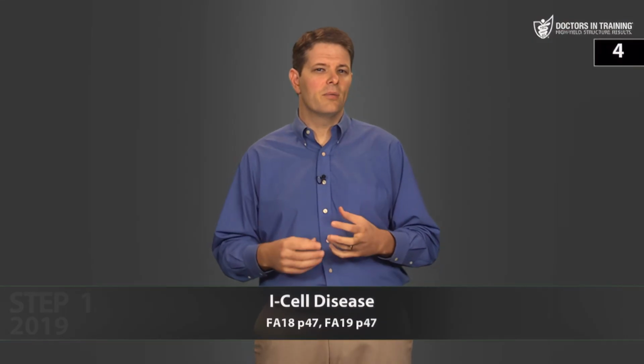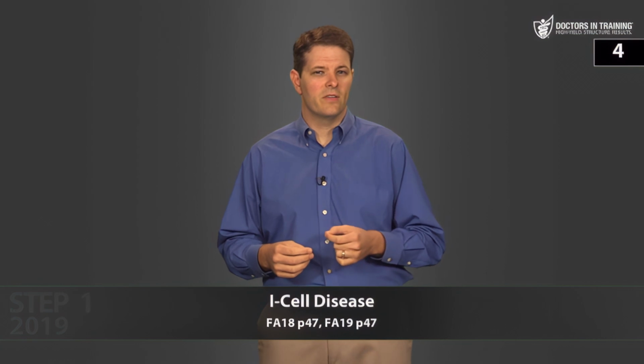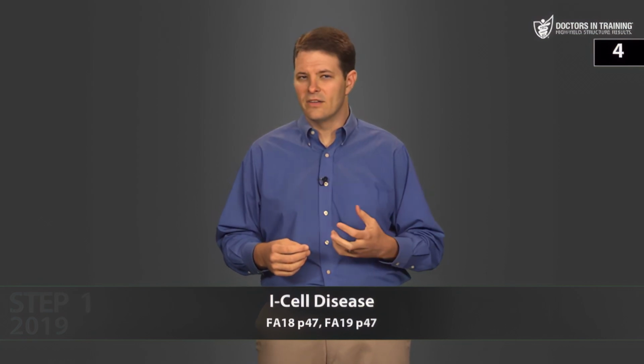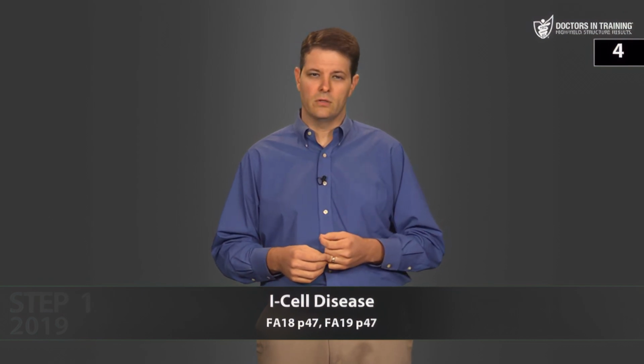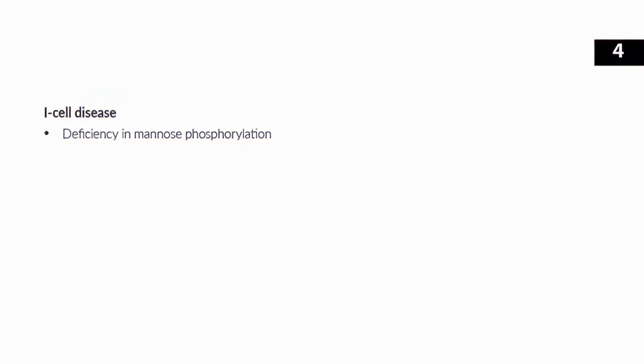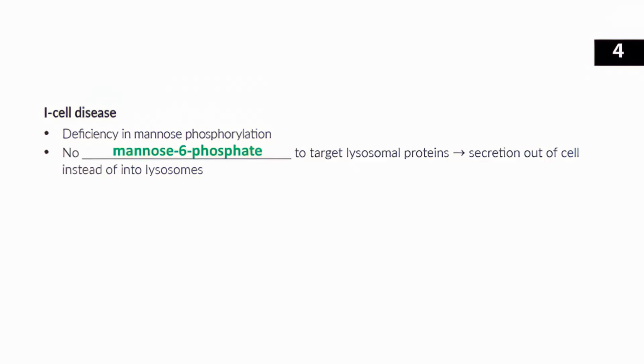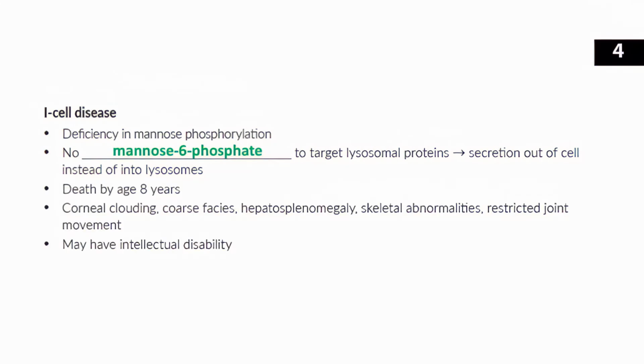Now, what happens if those lysosomal enzymes are not tagged with mannose-6-phosphate? Well, this causes something called I cell disease, or inclusion cell disease, which is an inherited lysosomal storage disorder. There's a deficiency in mannose phosphorylation, and without that mannose-6-phosphate address label to target the proteins to the lysosomes, these enzymes are secreted outside the cell. Now, this results in high plasma levels of lysosomal enzymes, clouded corneas, coarse facial features, and restricted joint movement. I cell disease is often fatal in early childhood, and it looks very similar to mucopolysaccharidoses such as Hurler syndrome or Hunter syndrome.